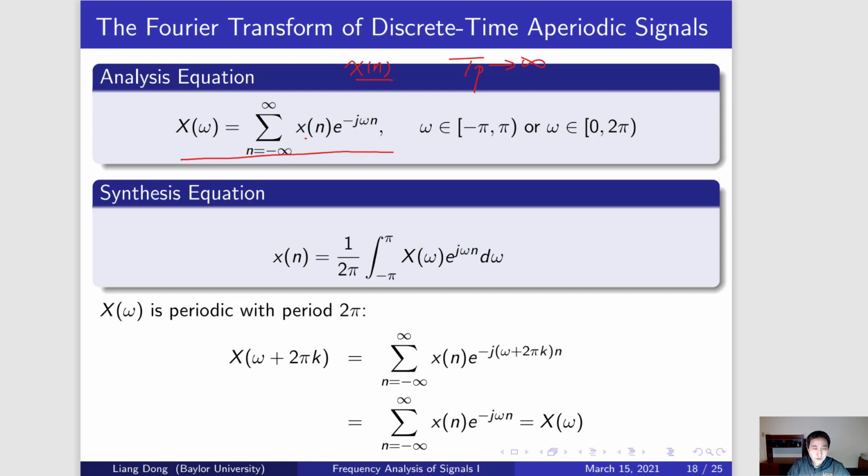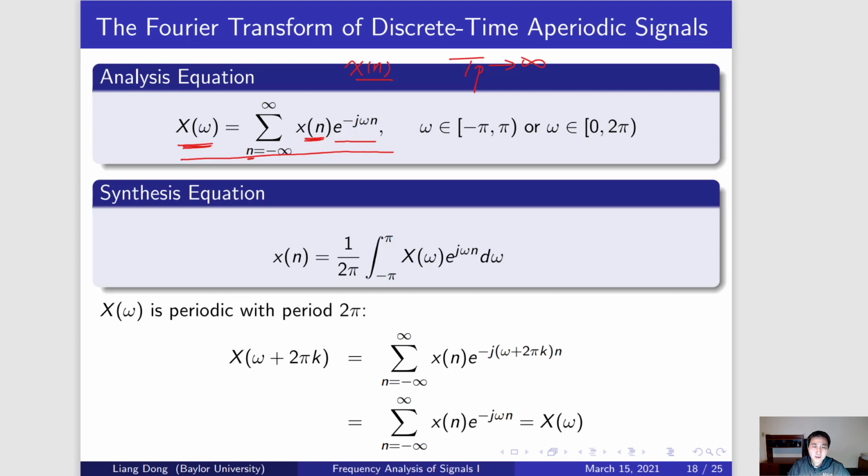The time domain signal is x[n] multiplied by the core, e to the power negative j omega n, and we sum all these together over the discrete time index n. Then we have a frequency domain signal, capital X of omega. Because we are discretized in the time domain, we know the frequency domain is periodic. Therefore, we only need to express this X of omega in one period, which is 2 pi.